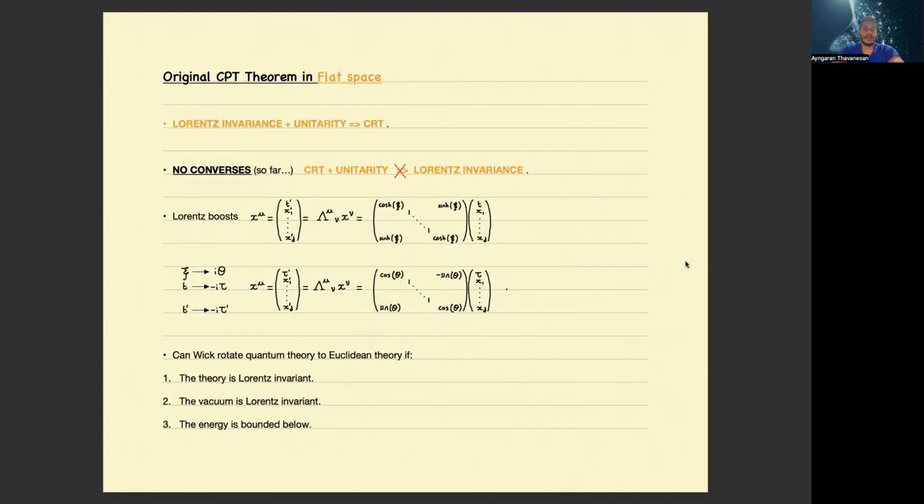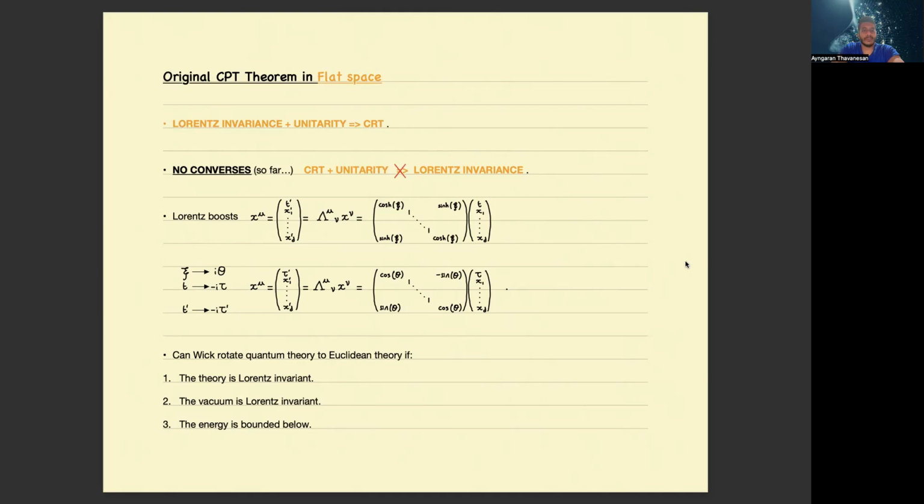So the original CPT theorem in flat space tells us that Lorentz invariance and unitarity imply CRT invariance. And there are no converse statements that one can necessarily make. So CRT and unitarity doesn't necessarily imply Lorentz invariance.